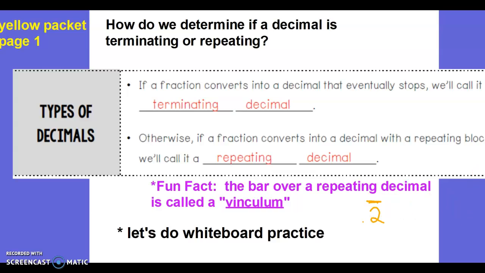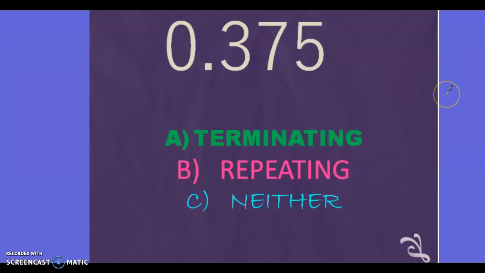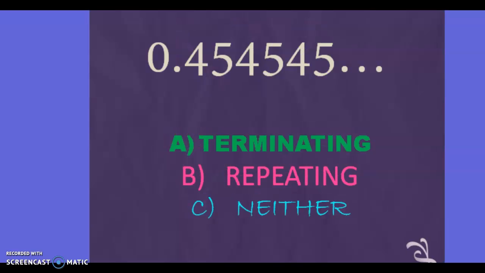Let's practice that a little bit to see if you can determine if a decimal is terminating, repeating, or neither. This first decimal, 0.375, what do you think? Terminating, repeating, or neither? If you said terminating, then you are right. This decimal ends. It doesn't go on and on. There's nothing repeating over and over again. So the answer is A, terminating.